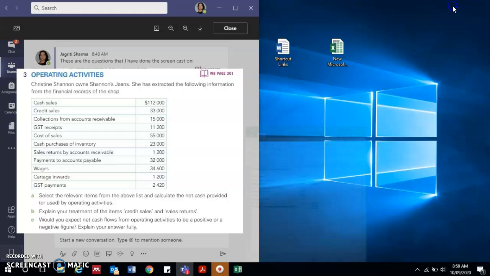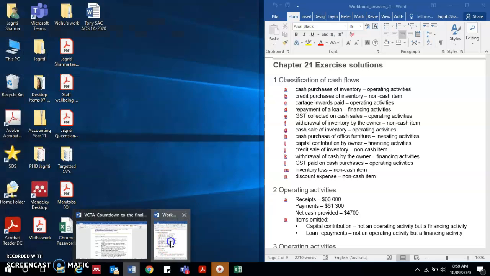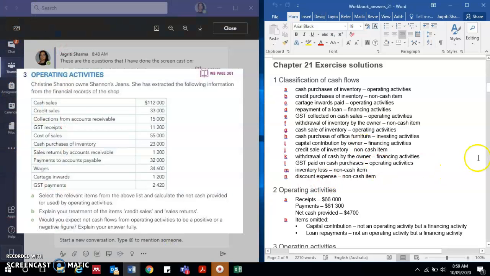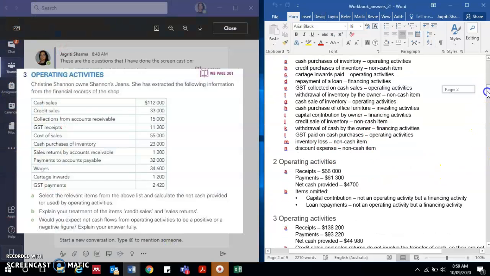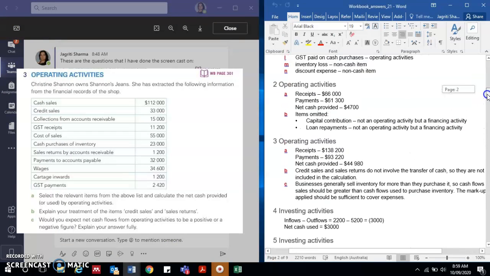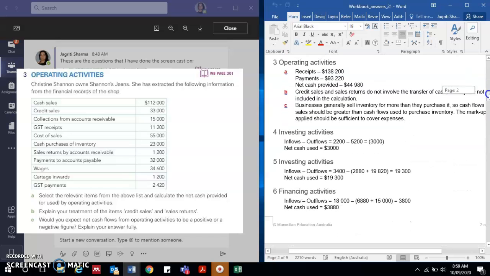Now for the second and third part, I'll display the answer sheet here so you can see what is going on. Okay, I was doing the third question there, I forgot which question I was doing.